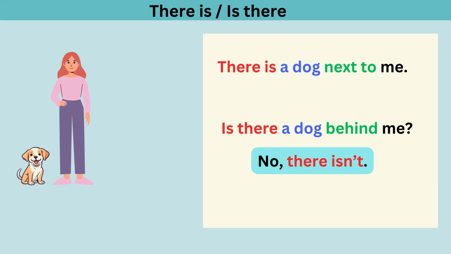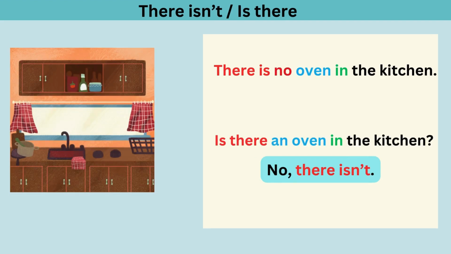There is a dog next to me. Is there a dog behind me? No, there isn't. There is no oven in the kitchen. Is there an oven in the kitchen? No, there isn't.